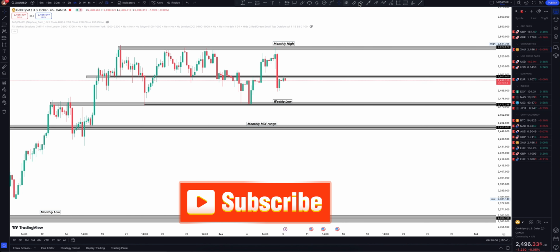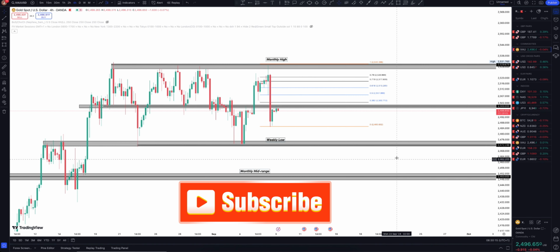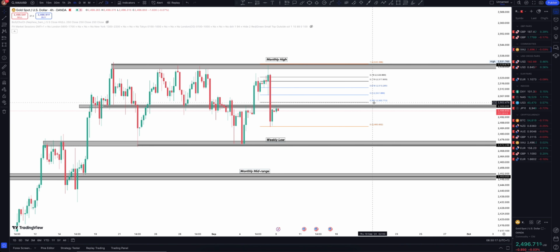So if I put my Fibonacci here to measure the retracement after an impulsive move, you have a retracement. If you put it this way, what you will see now is that price has not even reached the 38.2% Fibonacci level, but we are currently testing this particular support zone that's now become a resistance, right? 2,500 for gold, and price is already rejecting to the downside, right?